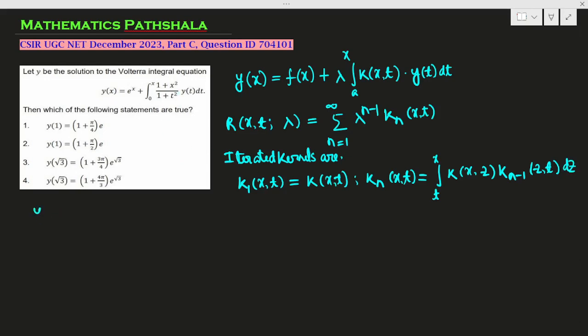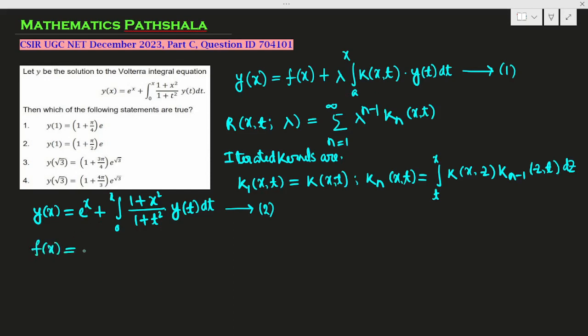Now go to our given problem. Here the given problem is y(x) = e^x + integral over 0 to x of (1 + x^2)/(1 + t^2) y(t) dt. See the form. If we denote the general form as 1 and this given equation as 2, and compare equation 2 with equation 1, we get f(x) = e^x. Here lambda is 1, so lambda = 1, and K(x,t) will be (1 + x^2)/(1 + t^2).